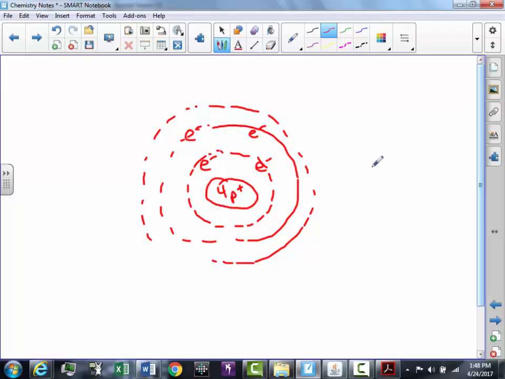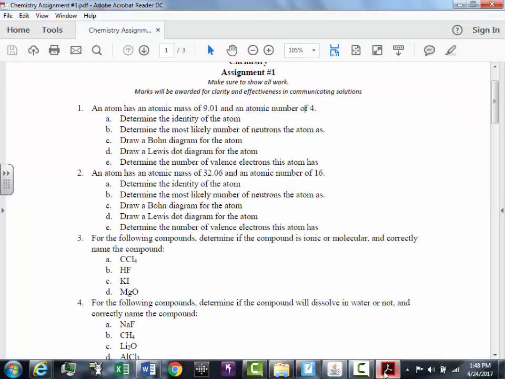Another way people sometimes write it is with a line. They might say 4 protons, like this, and then on the first line they'd say there's 2 electrons, and on the second one they'd say there's 2 electrons. That's another way of drawing it. Does that ring a bell? Okay. I know you've done it before because I taught it to you last year. You haven't used the words a lot.